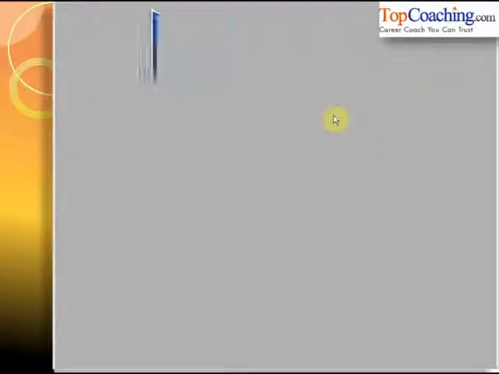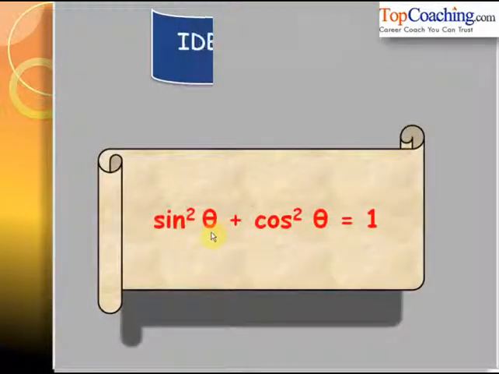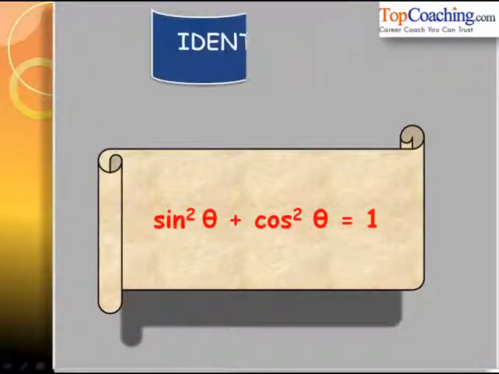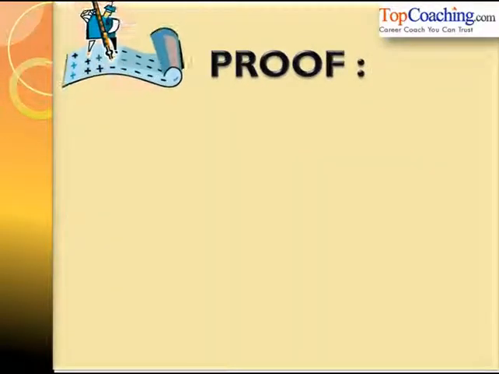So let's look at the first identity. This is the first very famous trigonometric identity, and it says that sin square theta plus cos square theta is equal to 1. So identity number 1 is sin square theta plus cos square theta is always equal to 1. We have seen this identity. Let's look at the proof of this identity.